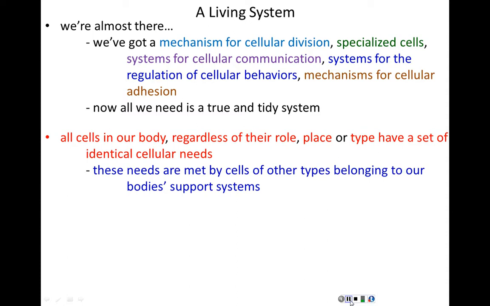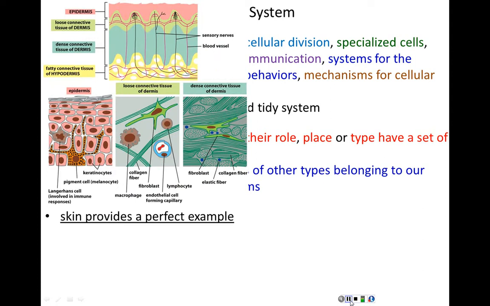Skin provides a perfect example. We know what skin does. We know what the role of skin is. Skin is our barrier. It's our protectiveness. It's what keeps us shielded from the harshness of the external environment. And skin is made up of a layer of epidermal cells and then a layer of dermis.